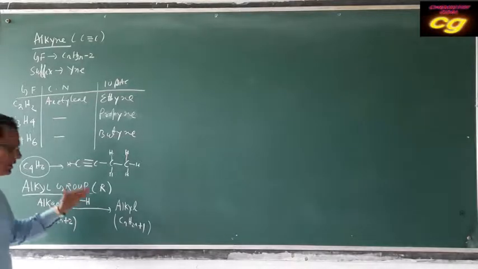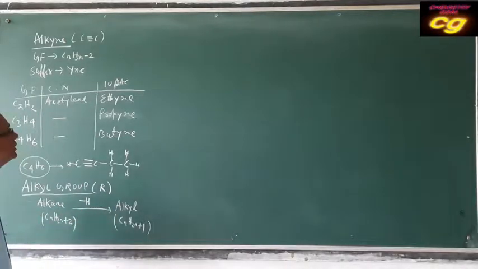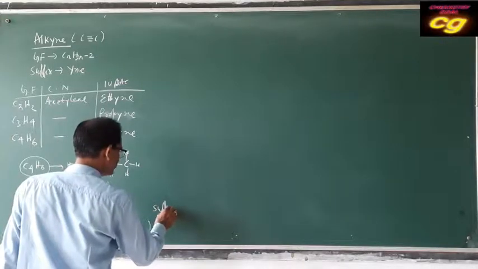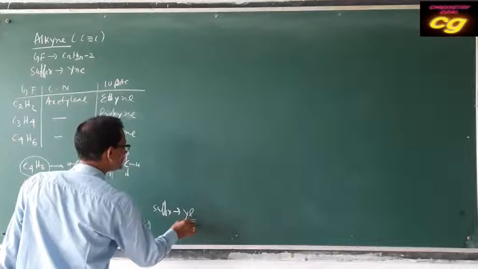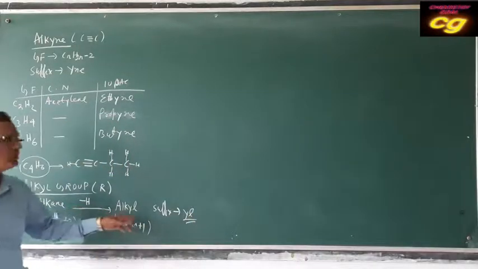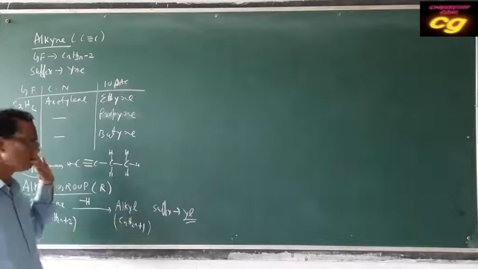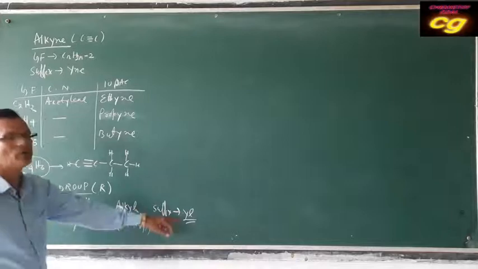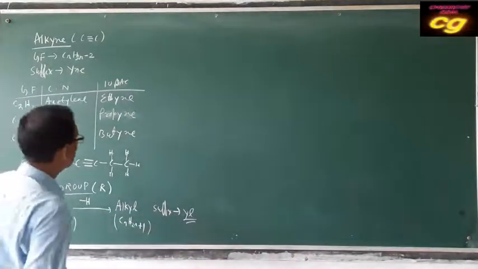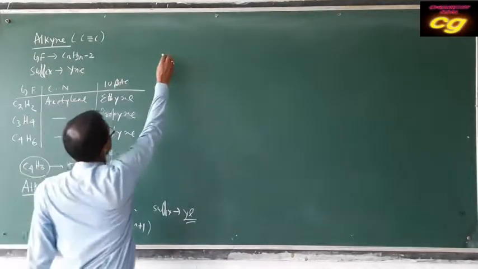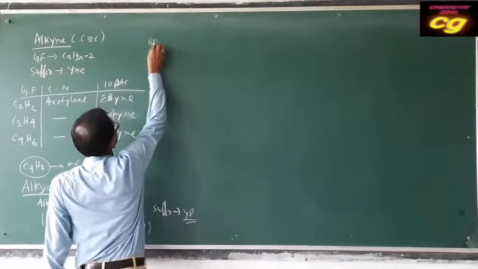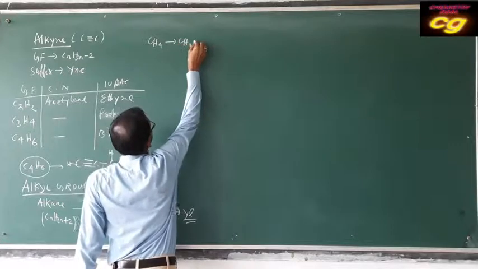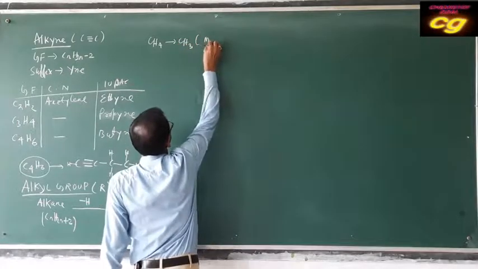So the nomenclature name will be derived from here. The suffix will be yl: instead of ane it will be yl. So methane becomes methyl, ethane becomes ethyl; ane is replaced by yl. This is a very important concept. You can take the example: suppose methane, then when it becomes methyl, the name is methyl.